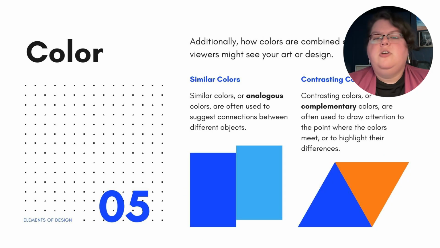Additionally, how colors are combined can affect how viewers might see your art or design. Similar colors or analogous colors are often used to suggest connections between different objects, while contrasting colors or complementary colors are often used to draw attention to the point where the colors meet or to highlight their differences.